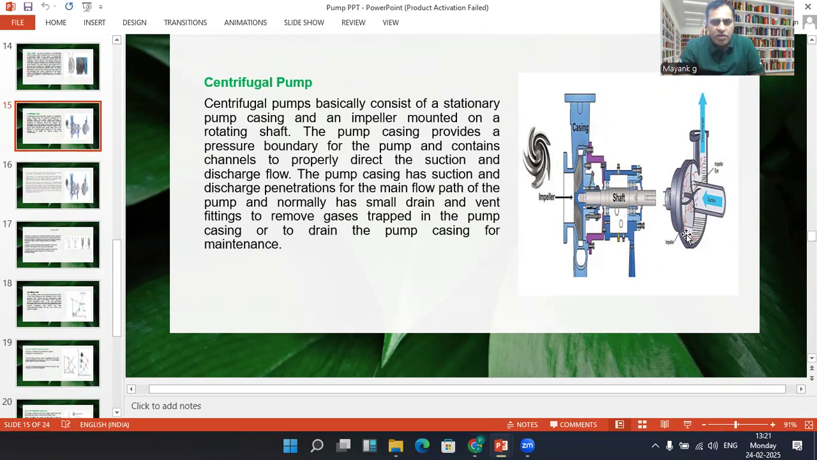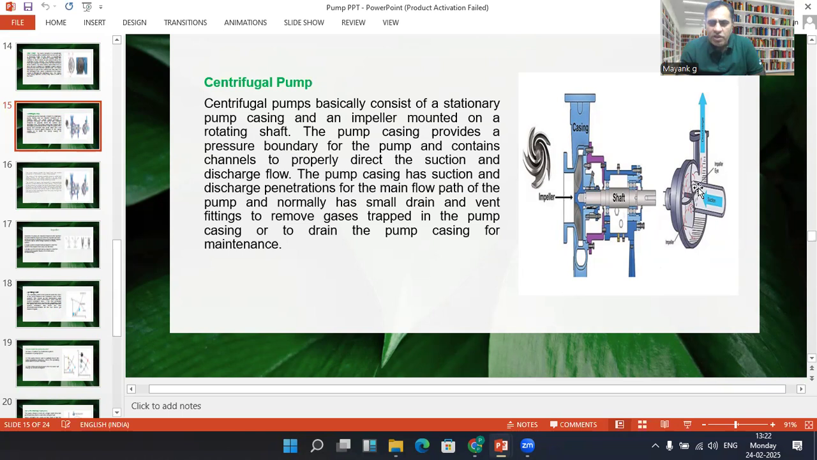The pump casing provides a pressure boundary for the pump and contains the channel to properly direct the suction and the discharge flow. The pump casing has a suction and a discharge penetration for the main flow path of the pump, and normally has a small drain and vent fitting to remove the gases trapped inside the pump.